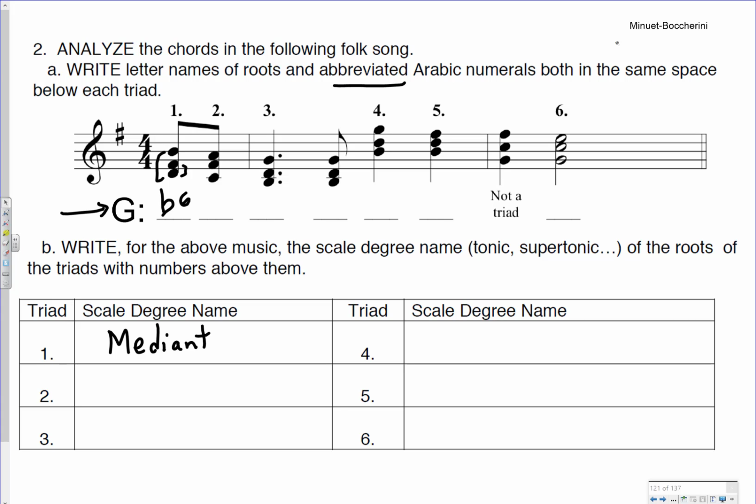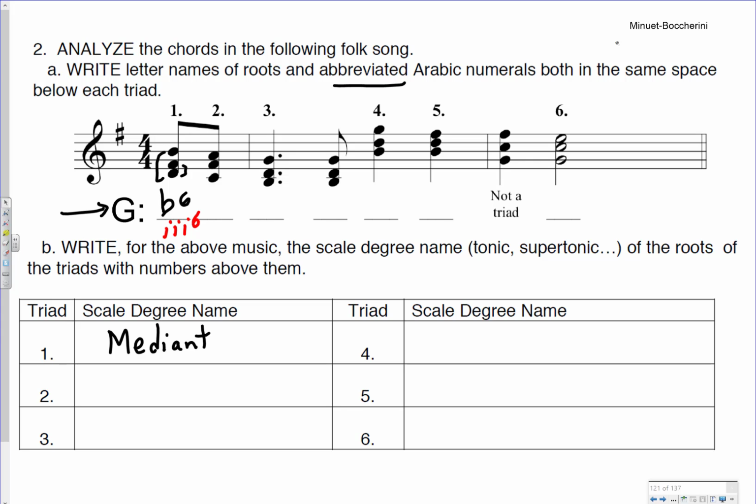We've already determined that the first triad is built off of the mediant, or the third scale degree, because B is the root. So our Roman numeral would be a 3, but it would be a lowercase 3, because the triad is minor. I'm not finished. Because the triad is not in root position, the triad is in first inversion, I must include the abbreviated Arabic numeral next to the Roman numeral. Now I am finished. That first triad is a minor 3-6. In other words, it's a minor triad in first inversion.